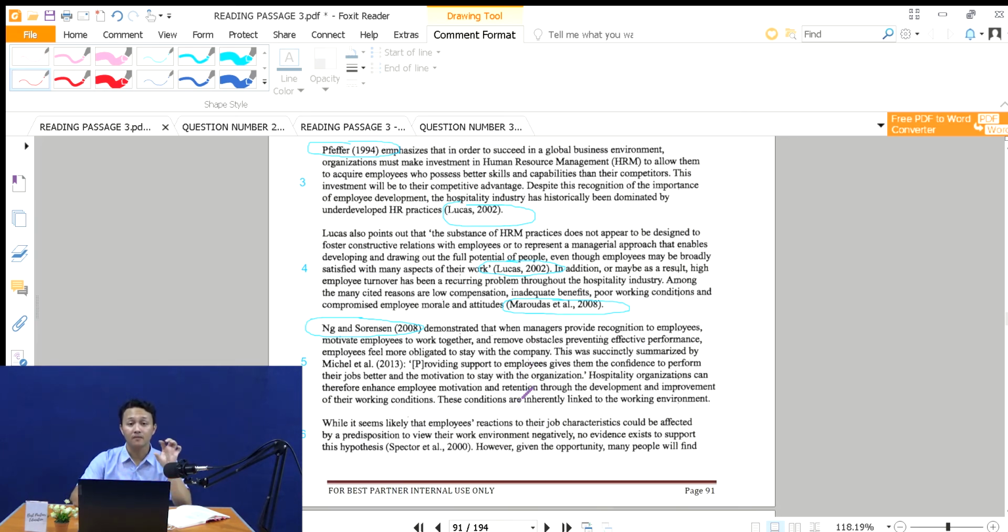Okay, so if the name of the researcher does not appear in the box, or it's not an option, like Spectre et al. or Michelle et al., just avoid that. Okay, just focus on the options.